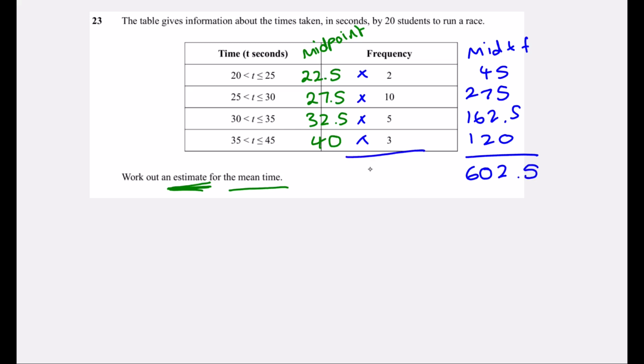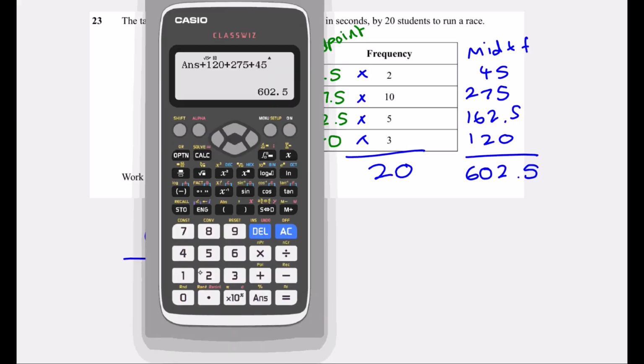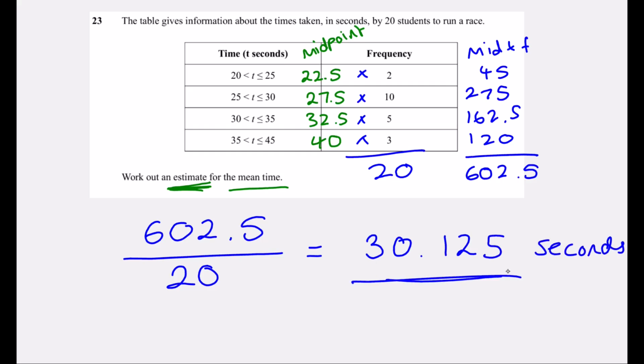And there are 20 students. So all the times add up to 602.5. There are 20 students, so we divide by 20. So we get 30.125. So 30.125 seconds. And you can see it's a sensible answer because it's roughly in the middle of the times.